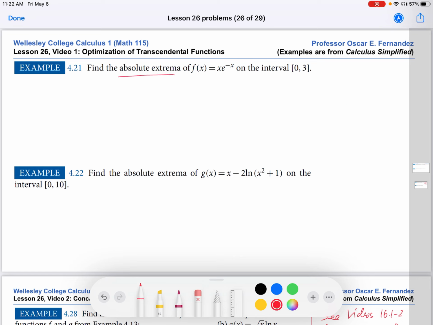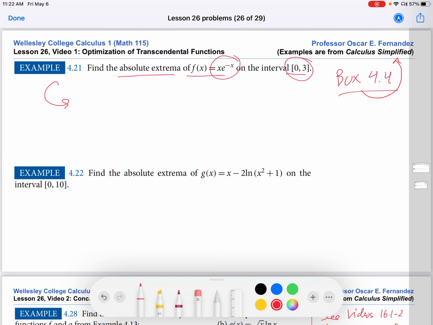Find the absolute extrema of this function over this interval. Okay, so first step in the procedure, which is box 4.4 in Calculus Simplified, if you have the book or want to take a look at it, is to verify that we can do this. So this function is continuous and the interval that we're given is closed. That's just one of the suppositions in this box 4.4.